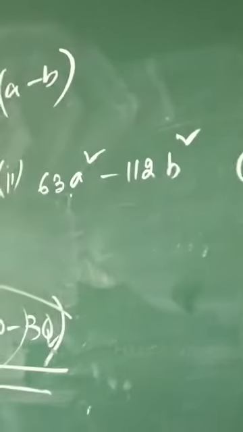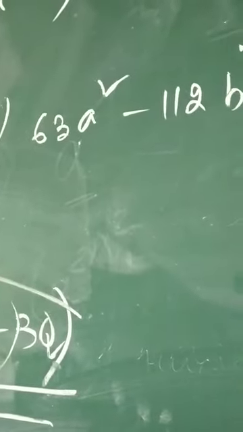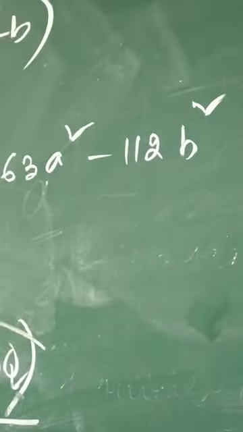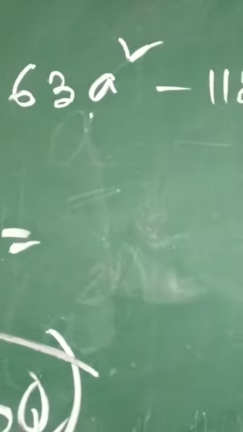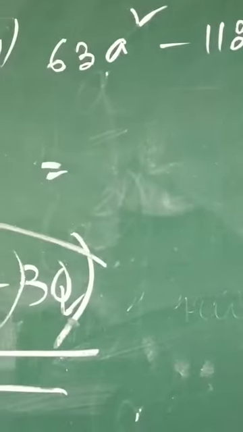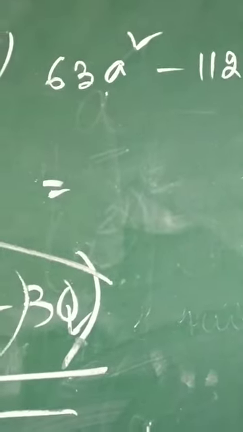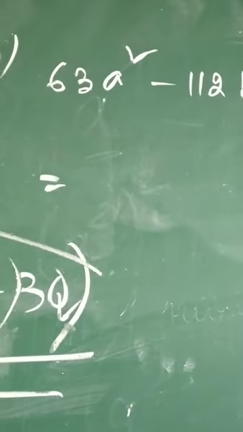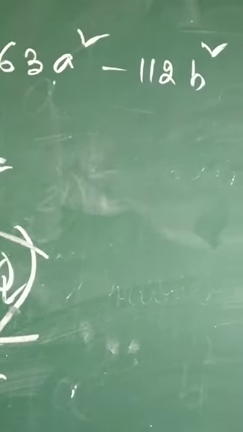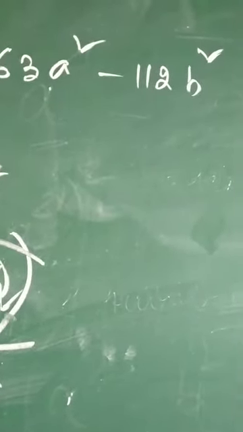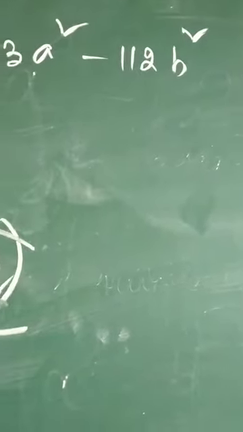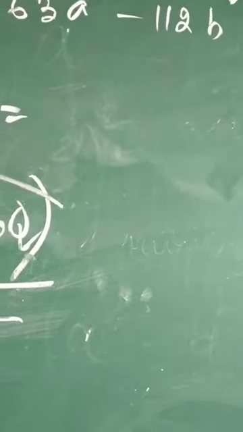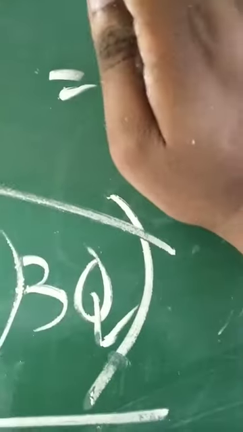Now, the next question is 63a square minus 112b square. Let us check how to do this. 63a square and 112b square. Children, I cannot make a square of 63. I cannot have the root of 63. I can't make 112 over here either. So what I have to do is take some number common. Let's check what it goes actually.